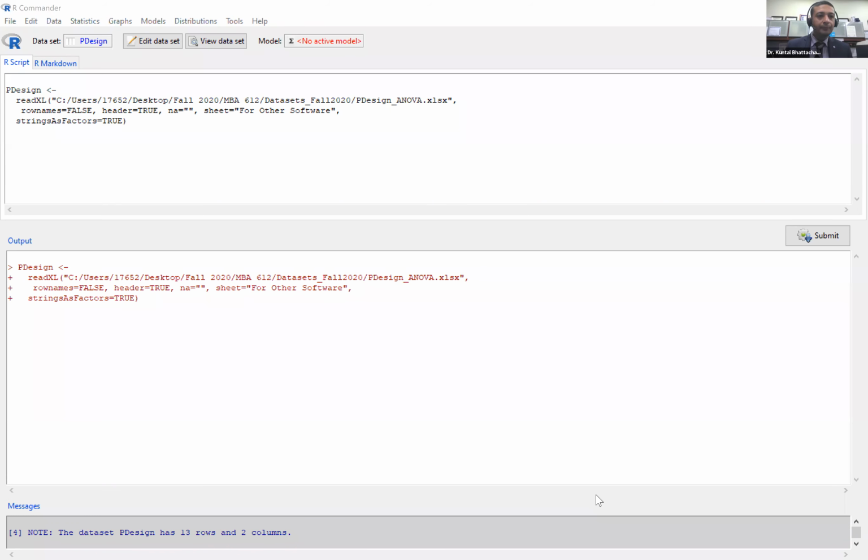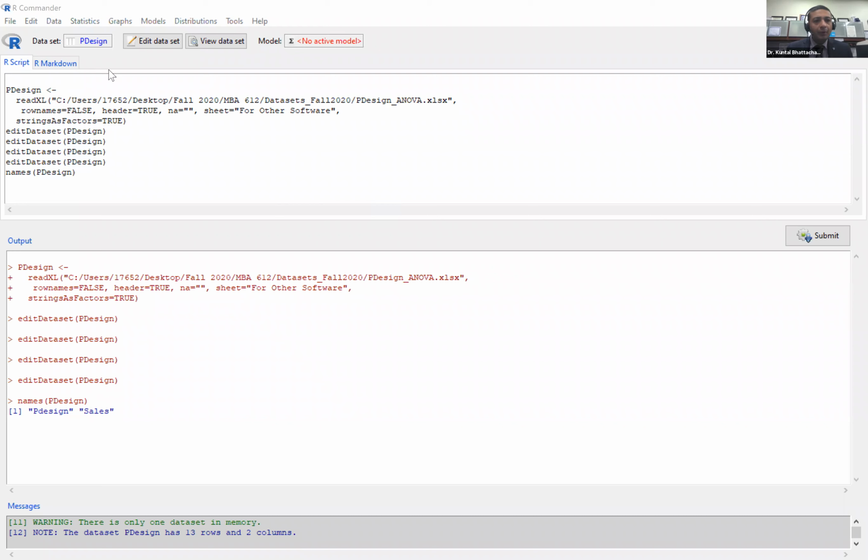Oops. Oh, I have to make some changes here. Give me a second. So this is my data. I think it is still considering my P design as a column here.